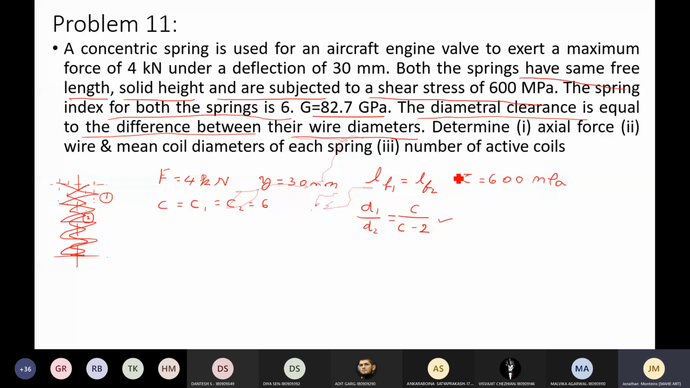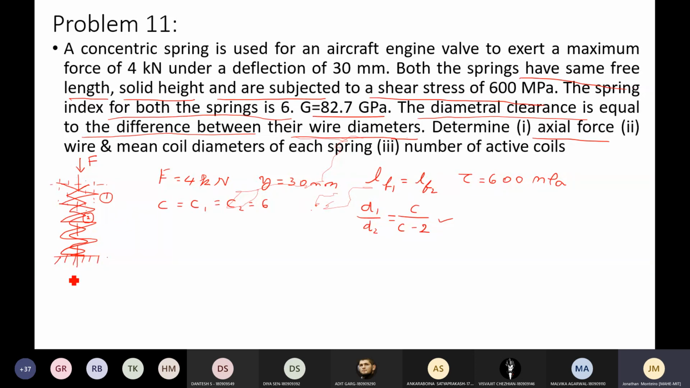What you are supposed to determine is the axial force. When we say axial force, that simply means the force acting on each of the springs. Say the total force is F. Now this condition is concentric. What kind of combination is it? Is it a series combination or a parallel combination? It's a parallel combination. Exactly, yes.